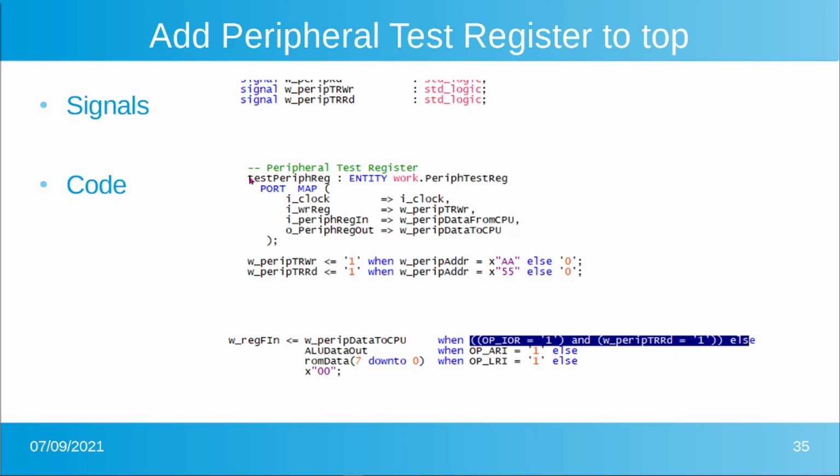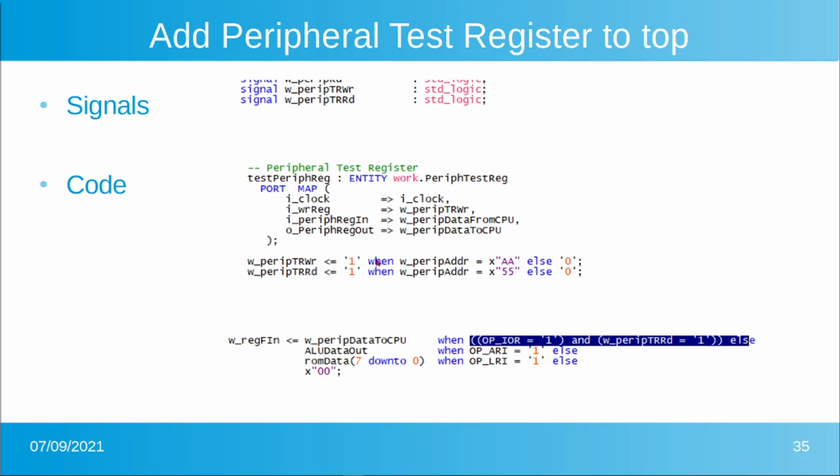And the instance of the device here is just the entity that we created, hooked up to these signals. So the peripheral write is the only thing we need here. Doesn't need a read. And then peripheral data in is data from the CPU. So this is kind of a useful convention. What goes out of the CPU goes into the peripheral. What goes out of the peripheral goes into the CPU.